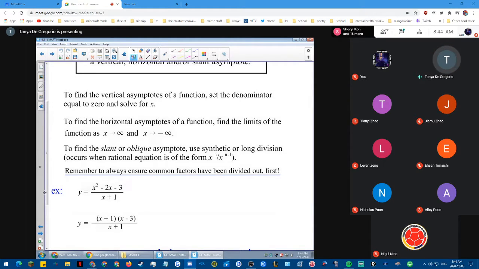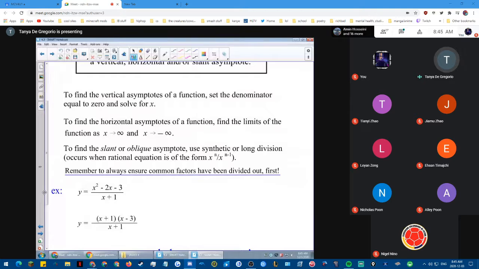To find the horizontal asymptote of a function, we are going to find the limits of the function as x approaches positive and negative infinity. This is new. You guys have never done this before because you've never learned limits. So now we're going to add in this extra step. It's really not a big deal. I will show you how to find the horizontal asymptote using limits.